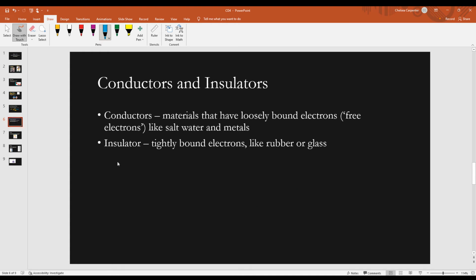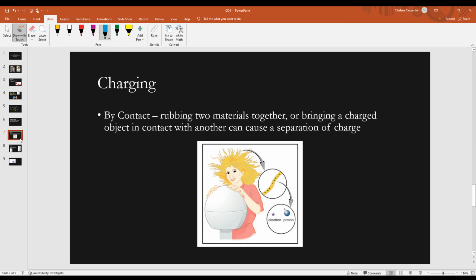Right. Conductors and insulators. So, kind of basic stuff there. Conductors are materials that have loosely bound electrons or free electrons, like salt water and metals. It allows the electrons to move easier. An insulator is something like rubber or glass with tightly bound electrons. Now let's talk about how we can exchange charge, so charging an object.